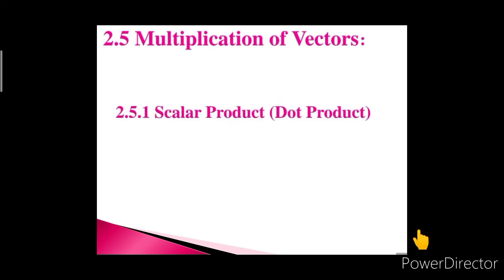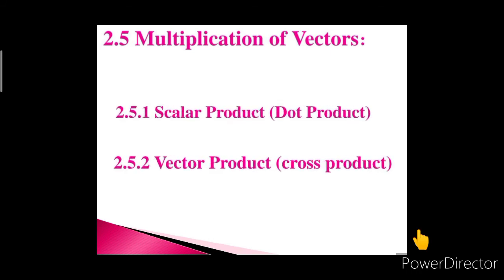So here we had seen multiplication of vectors. There are two types of multiplication of vectors. One is said to be a scalar product and another is said to be a vector product.